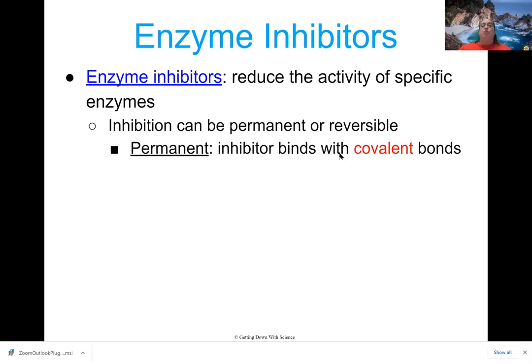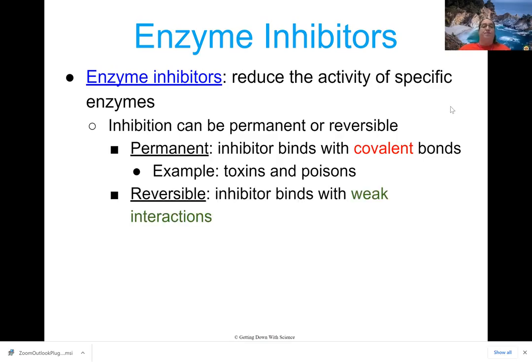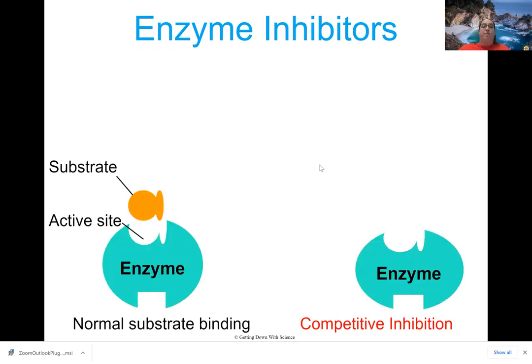Permanent inhibitors will actually bind with covalent bonds. And remember, covalent bonds are actually very strong and they're a lot harder to break. Toxins and poisons would often be our permanent inhibitors because the body doesn't naturally want to just totally disable its enzymes in most cases. Reversible inhibitors are going to bind with weak interactions, for example, hydrogen bonds, things like that.